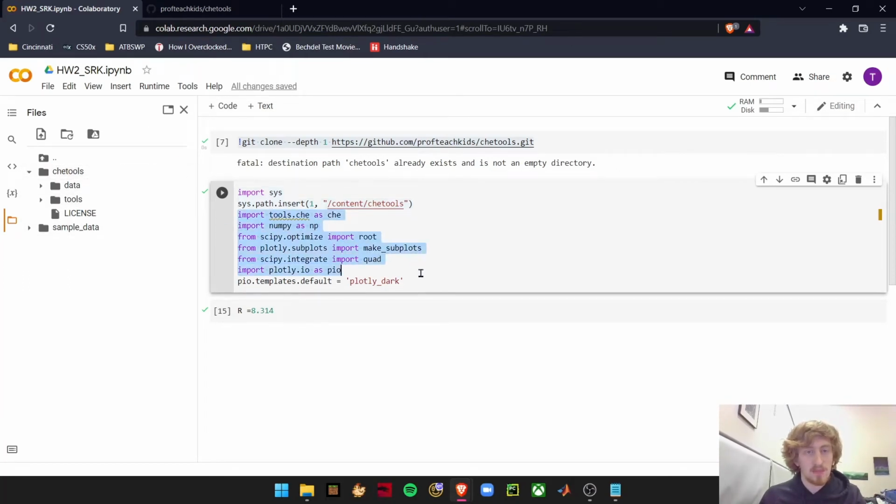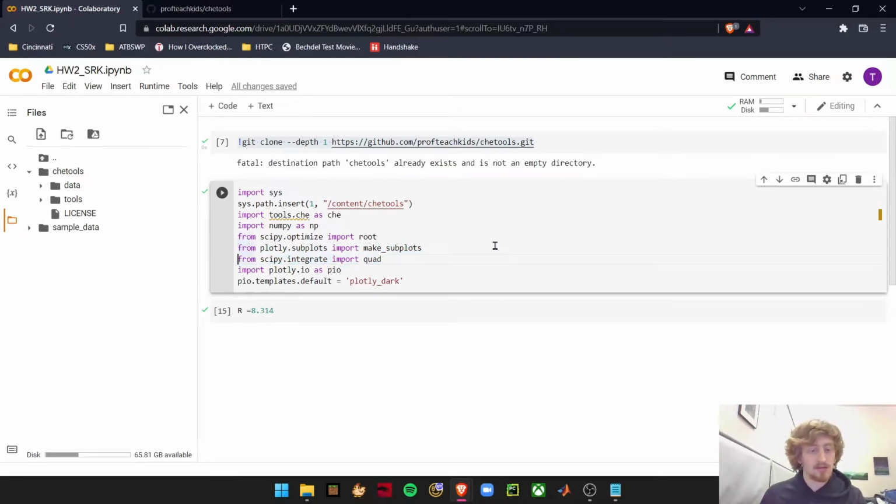Here we're just renaming some things. We're using the tools pack from this repository up here, and we are also going to use NumPy from SciPy Optimize. We're going to be using root. We're going to use the make subplots function from Plotly. This function here from SciPy integrate, the quadrature function.